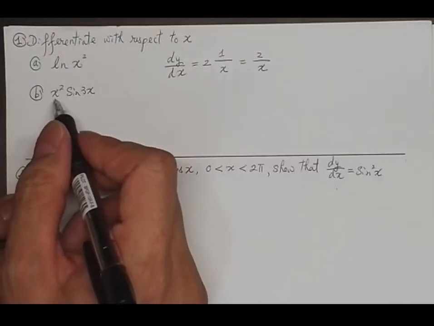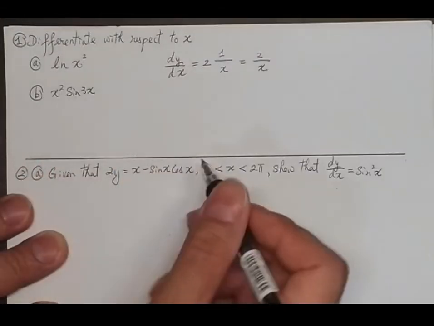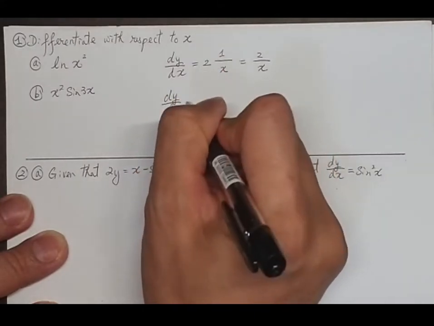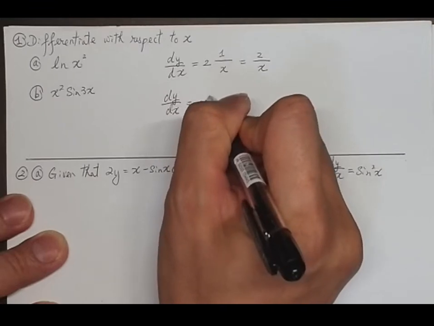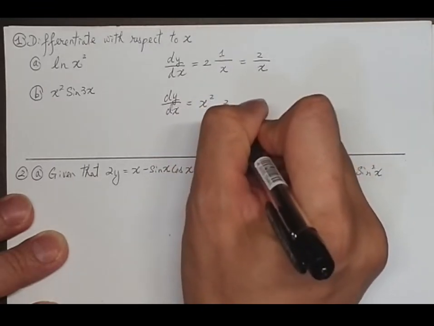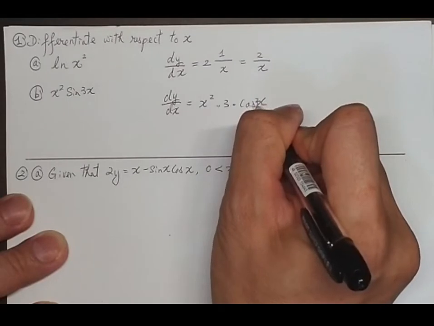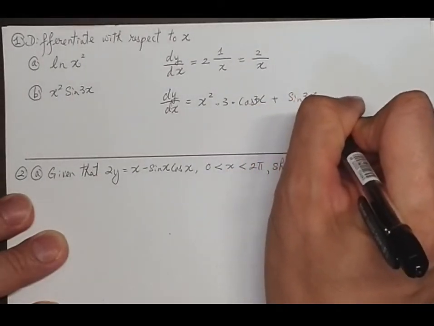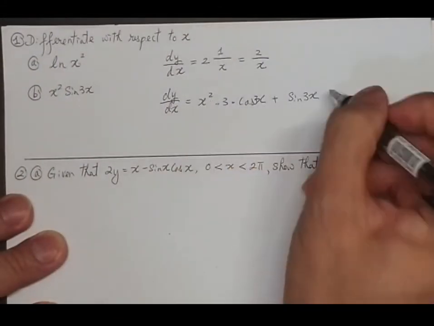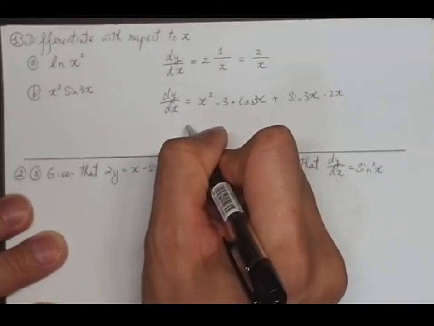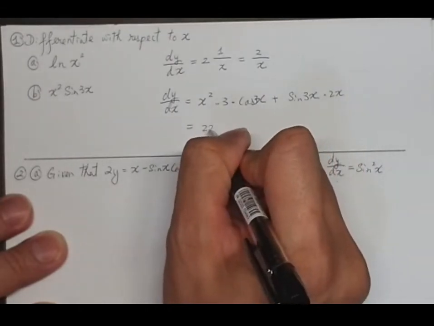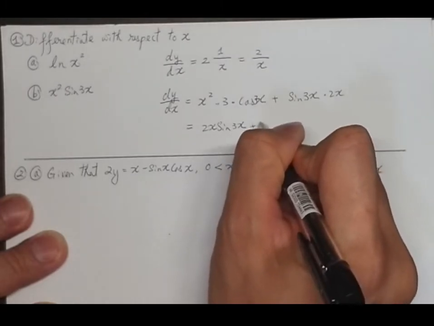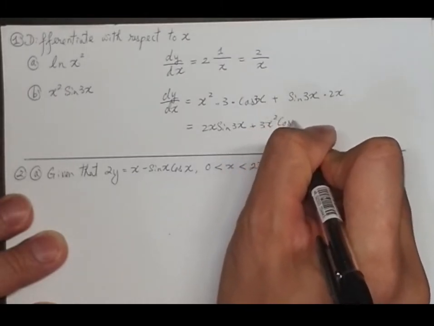And then b, x squared sine 3x, we have dy by dx. According to the chain rule, we have x squared and 3 cosine 3x, plus sine 3x, and we differentiate x squared, we get 2x. So the answer would be 2x sine 3x plus 3x squared cosine 3x.